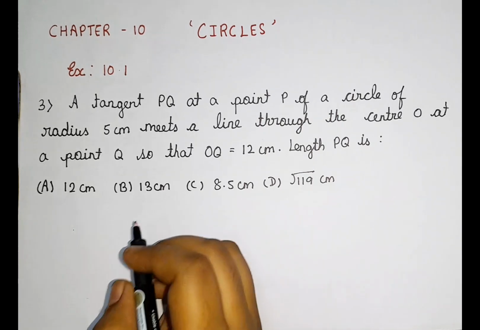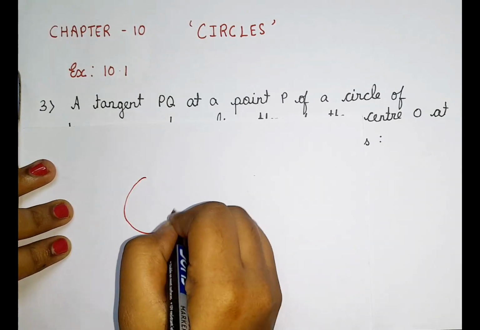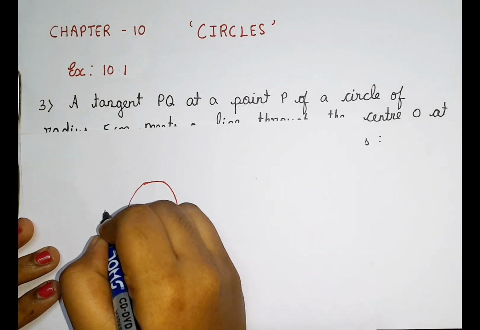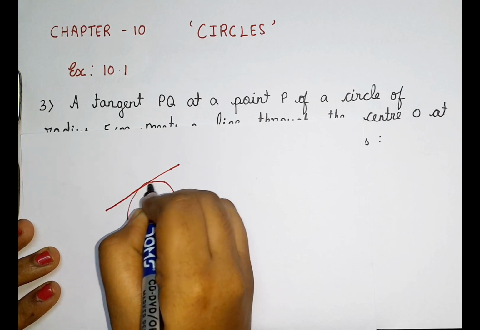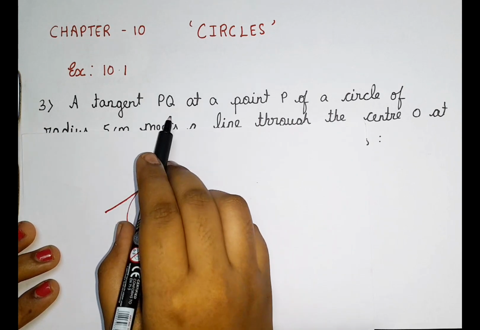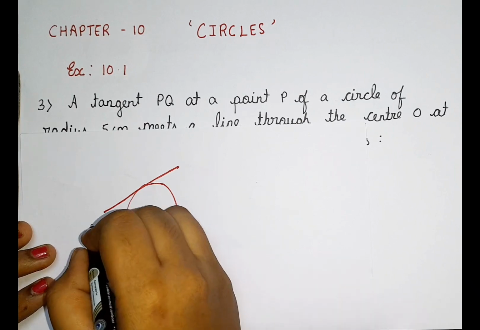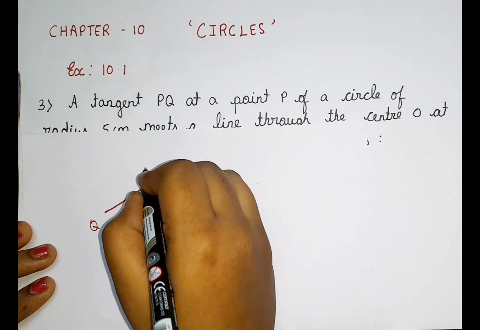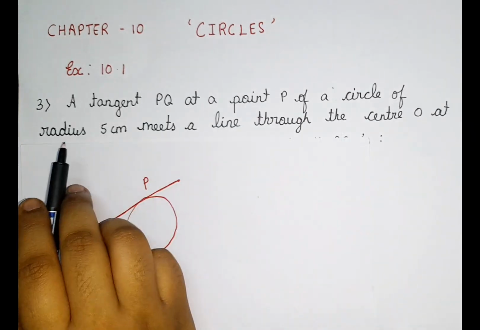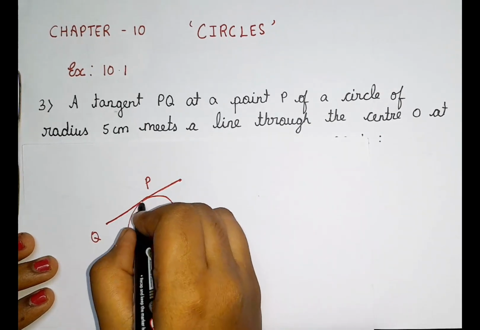Alright, now let us draw a circle. From the question, let us draw a circle. So this is the circle. Now let's draw a tangent. I drew a tangent PQ at a point P. Here there is a tangent PQ, so I'll write Q here and P here. This is a tangent PQ at a point P of a circle of radius 5 cm.